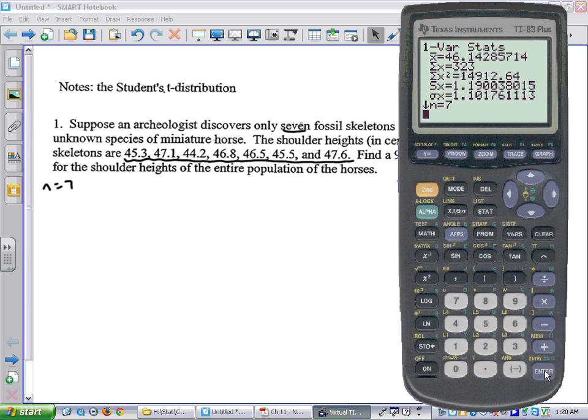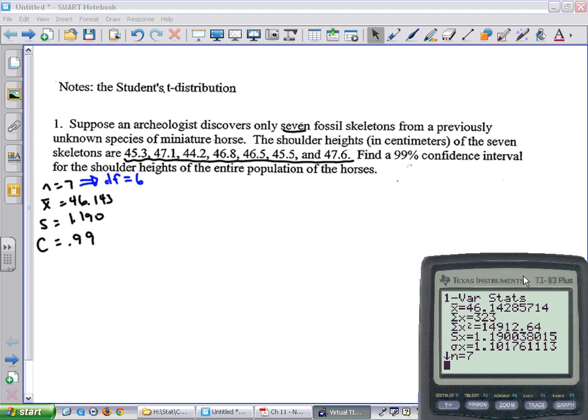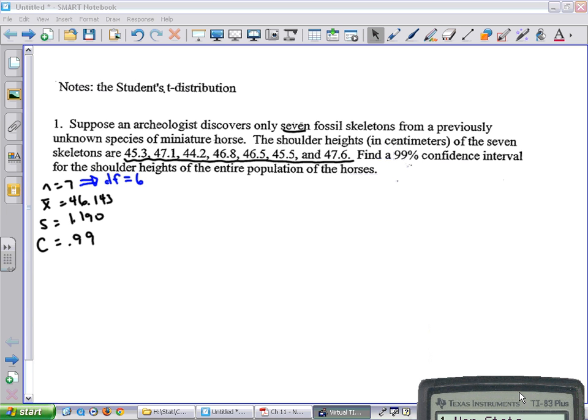Then I can do the 1-var stats, stat calc 1-var stats, to find out this bit of information right here. You can check with your neighbor to verify, or you can see, of course, what I've got. And we get that x bar is 46.143. We've got s is 1.190. n, of course, is 7. I'm looking for a 99% confidence interval, and if my n is 7, then the degrees of freedom are going to be 6.